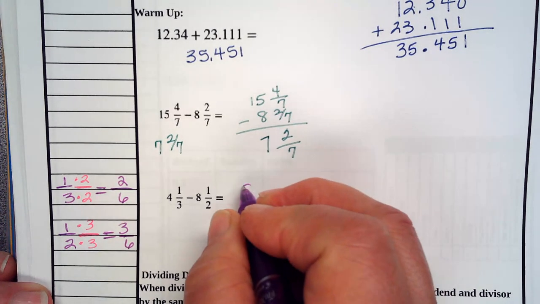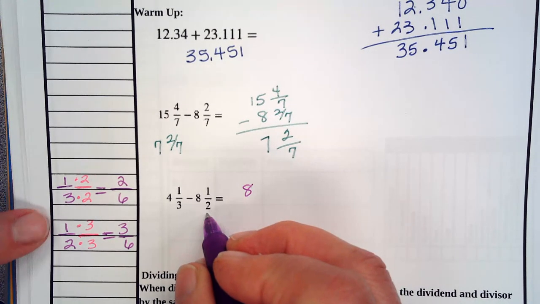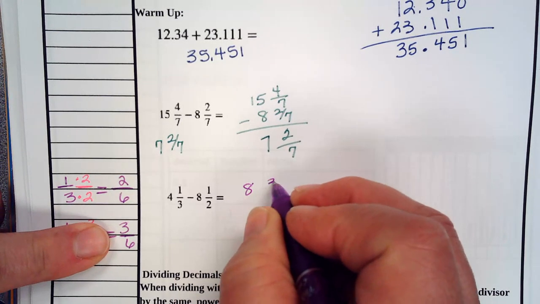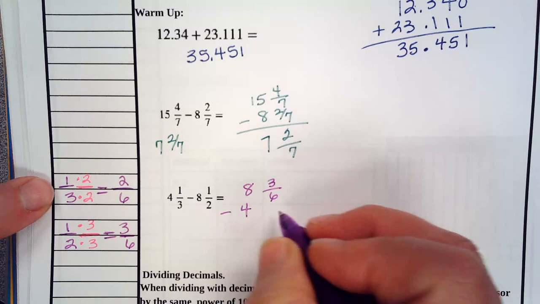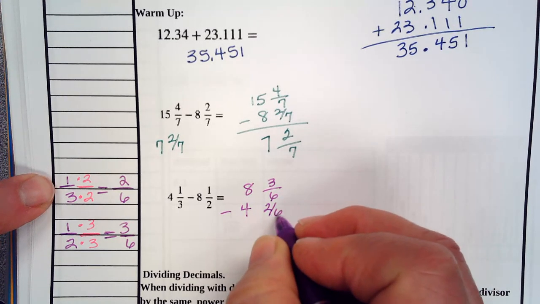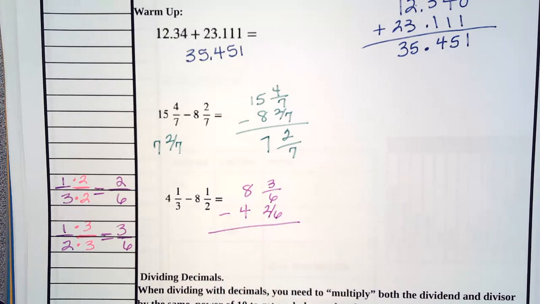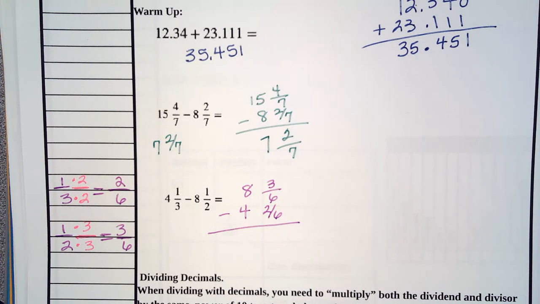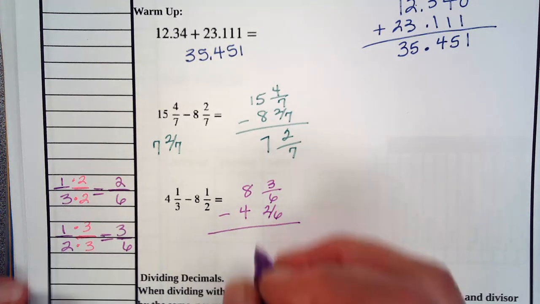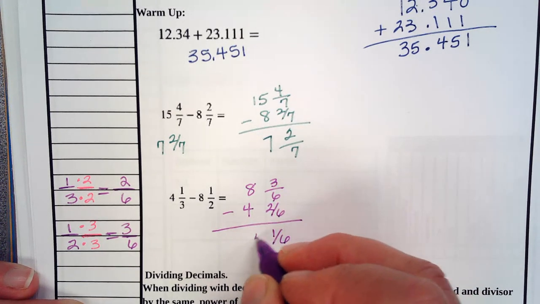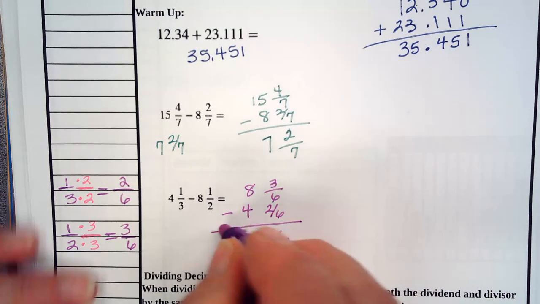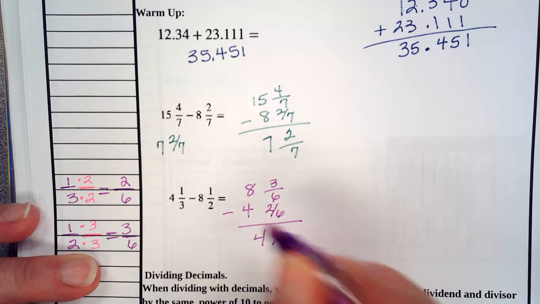So I'm going to take 8, okay, 1/2 is equal to 3/6, minus 4, 1/3 is equal to 2 over 6. 3 minus 2 is 1, so this is 1 over 6. 8 minus 4 is 4. So your answer is 4 1/6.